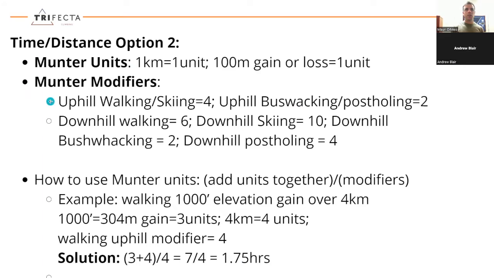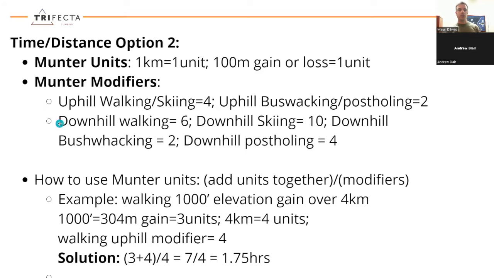So this is where you can start with the numbers that are on the screen. And then once you know how fast or how slow you gain or lose elevation, you can modify these over time as you gain more experience. But this is the place to start. So for your Munter modifiers, uphill walking and skiing is 4. Harder terrain such as bushwhacking or post holing, you're going to be using a 2 for your modifier. Downhill walking is a 6.